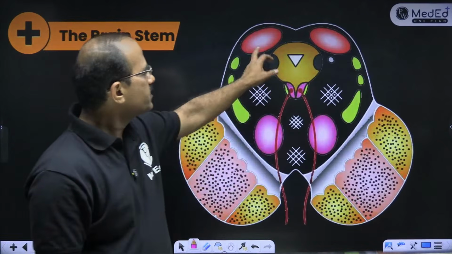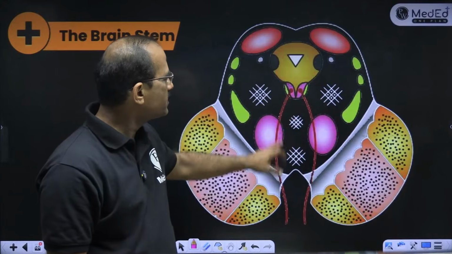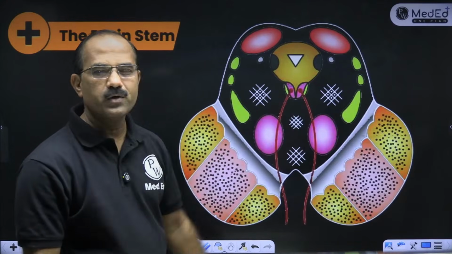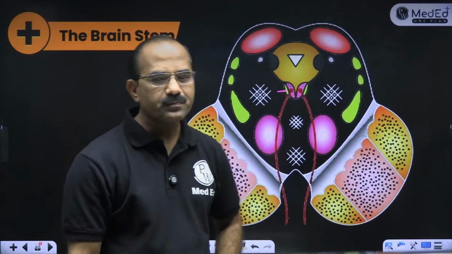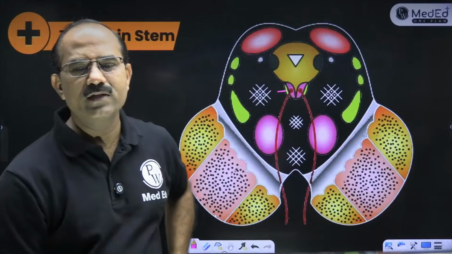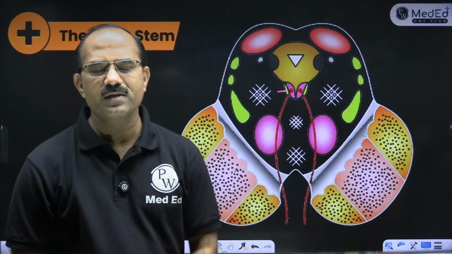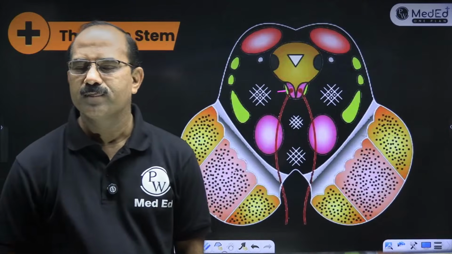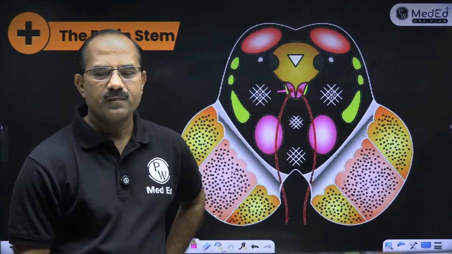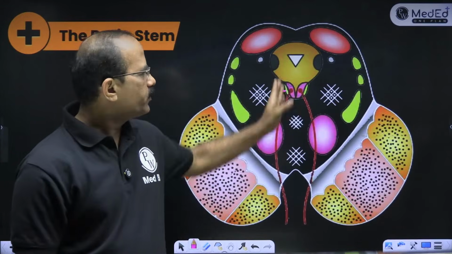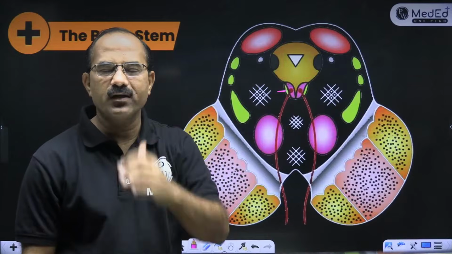And then you've got this at the level of the superior colliculus. This is the oculomotor nucleus, and along with it is the Edinger-Westphal nucleus. Oculomotor nucleus and the Edinger-Westphal nucleus. Fine, clear to all of you? Are you able to follow this? Clear? If you go above this, you will go into the third ventricle.